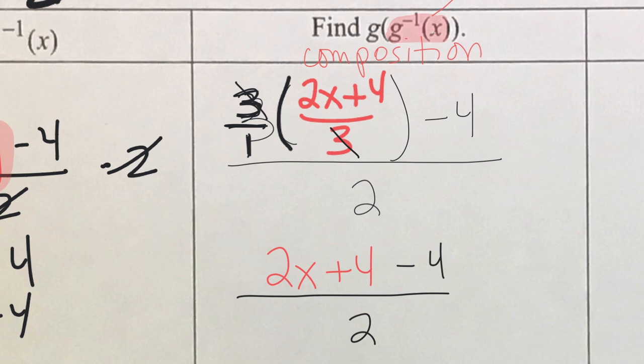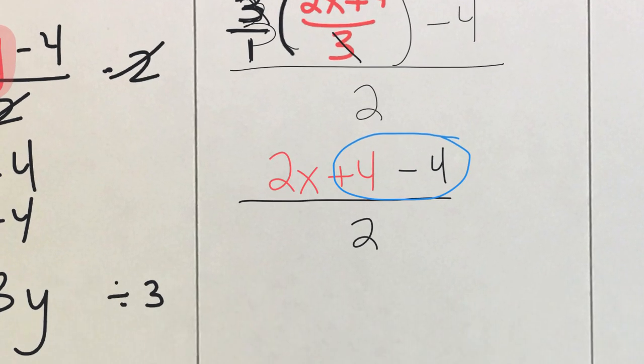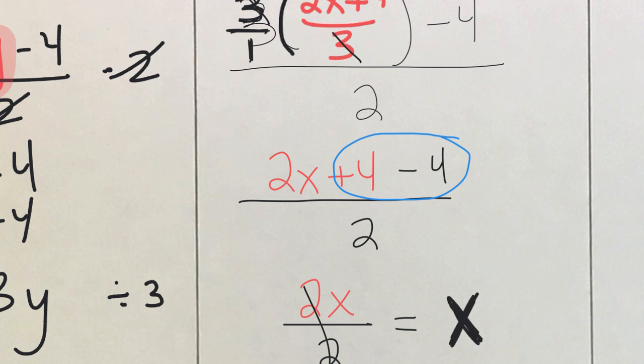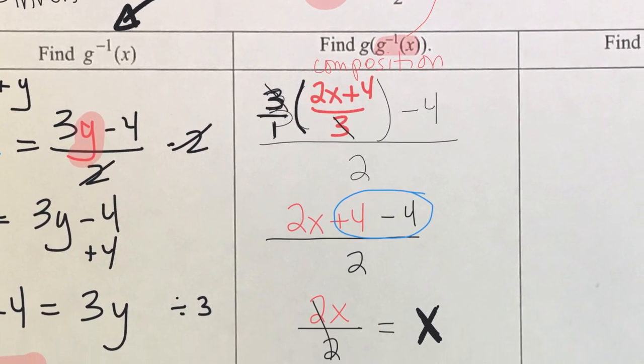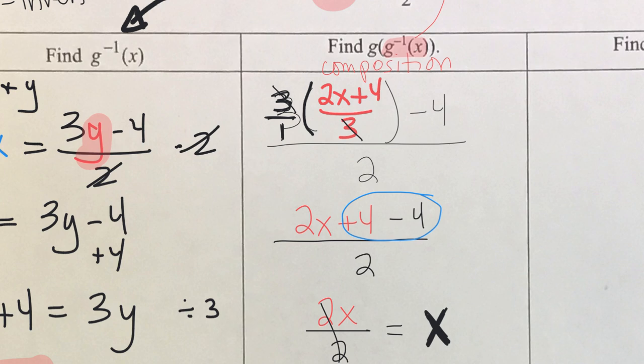Our next step is combining like terms. What is 4 minus 4? Hopefully you know that's 0. So I just have my 2x left, and 2x divided by 2 is x. So when I compose the inverse with my original function and do the simplifying, my final answer is just the variable x. Pretty interesting stuff.